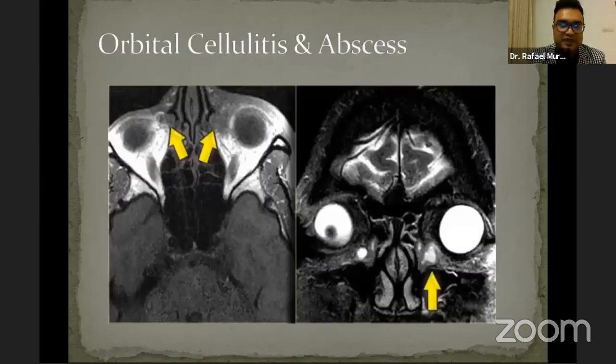So next slide, please. Another complication is orbital cellulitis. We can see here some soft tissue density lesions in the T1 weighted image. And in the same patient on the coronal T2 weighted image, this is hyperintense. So we can see hyperintense fluid filled lesions in the inferior aspect of both orbits. So this is a case of orbital cellulitis associated with abscess.